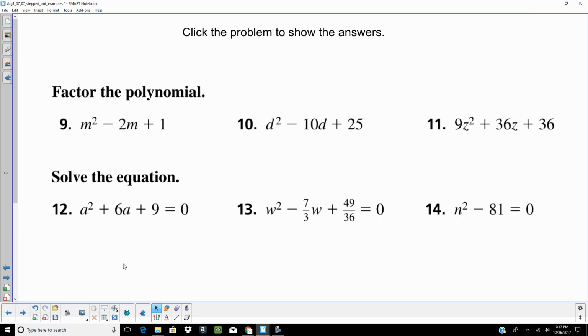All right, hit the pause button. Try these 6 on your own. I will give you a hint on number 13. I would probably try and multiply each factor by 36. On 9 through 11, you're just factoring. There's no equal sign, so you can't solve. On 12 through 14, that's where you're going to use your zero property and actually solve. All right, good luck.